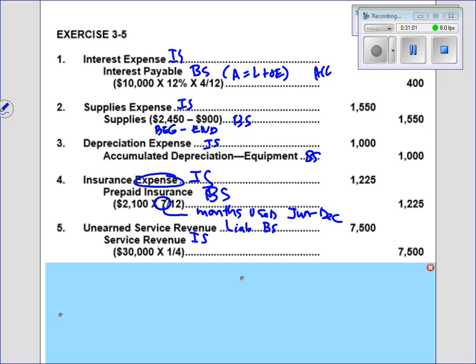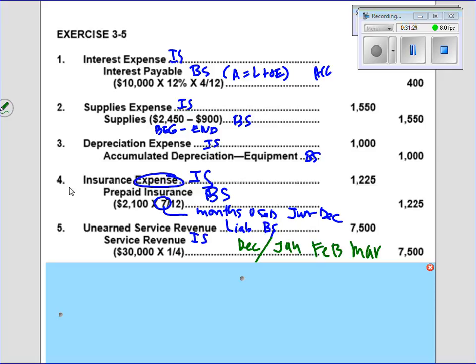Now, wait a minute. I thought they paid us 30 grand. Why are we only adjusting for 7,500? Well, they paid us for work for December. Actually, I'm going to switch pen colors so you guys can see this a little bit better. December, I'm going to draw a big line like that. Then January, February, and March.